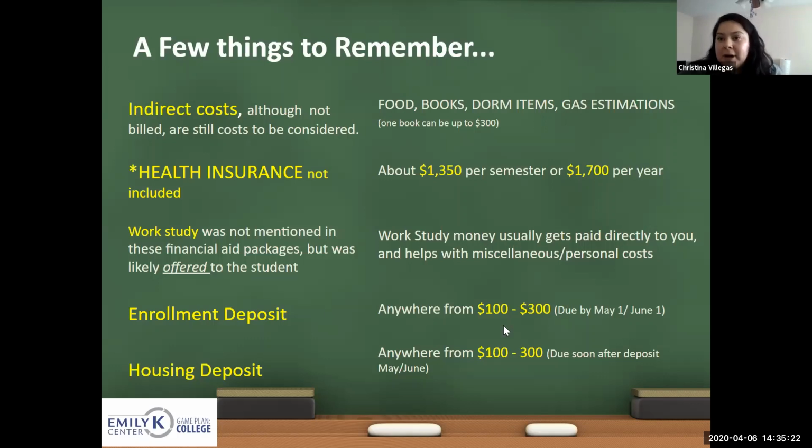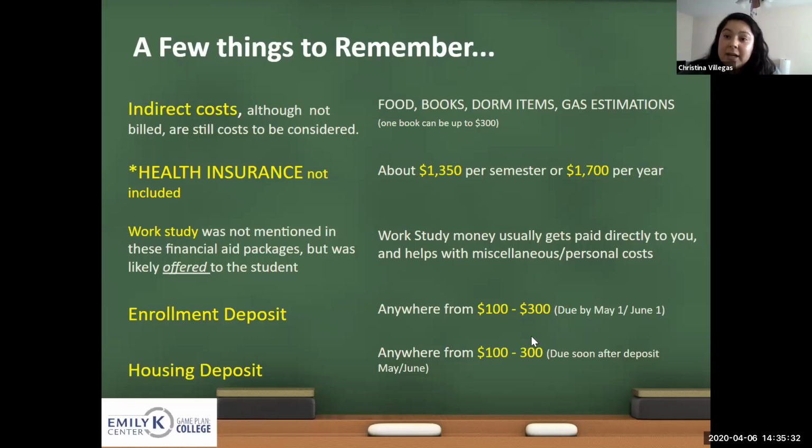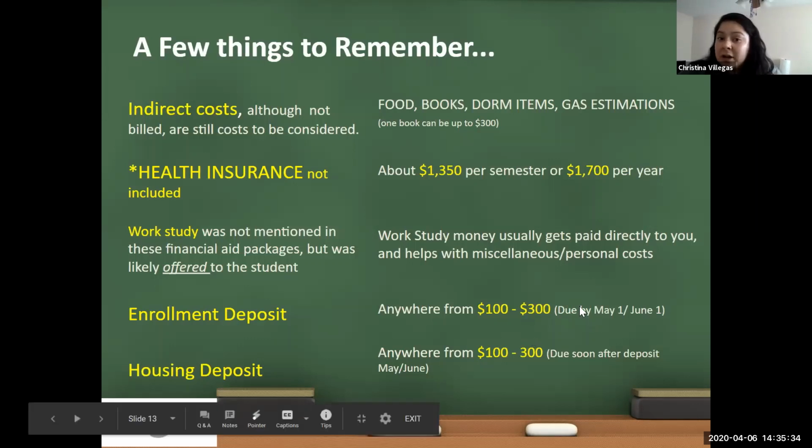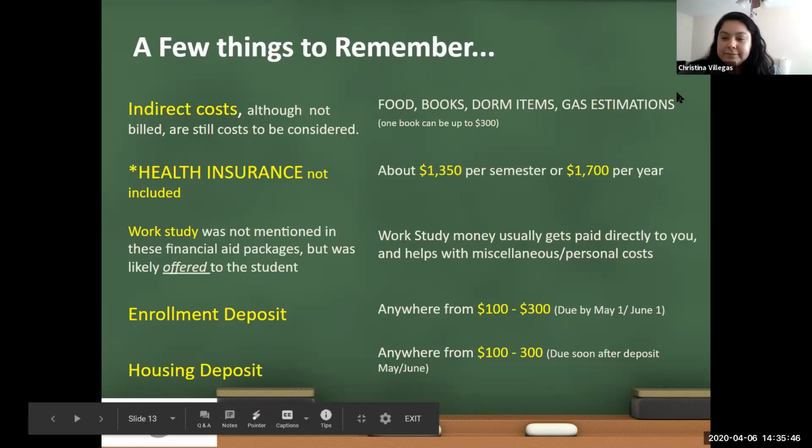And enrollment deposits. There are other costs that will be coming up shortly. To reserve your seat, either by May 1st or June 1st, you'll have an enrollment deposit anywhere from $100 to $300, and a housing deposit, also anywhere from $100 to $300, for the following year. And that's all I have.